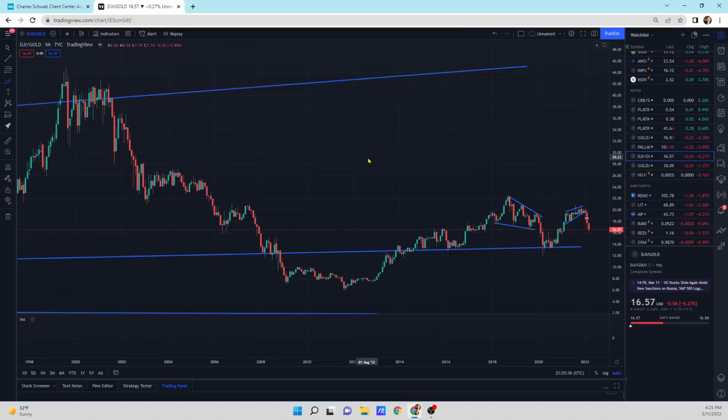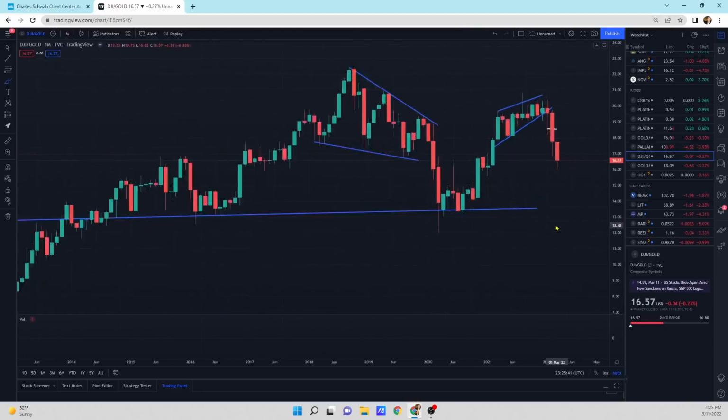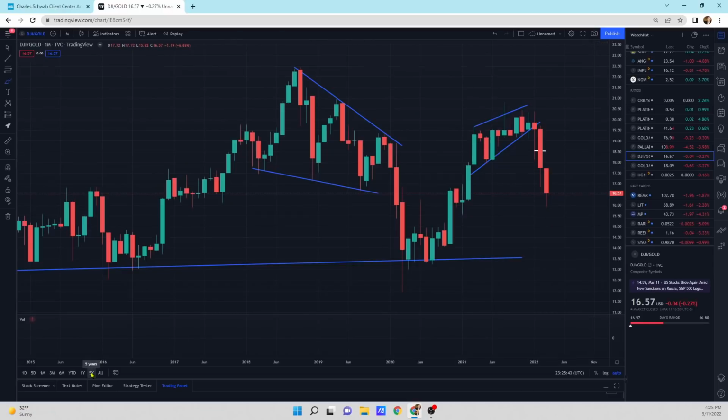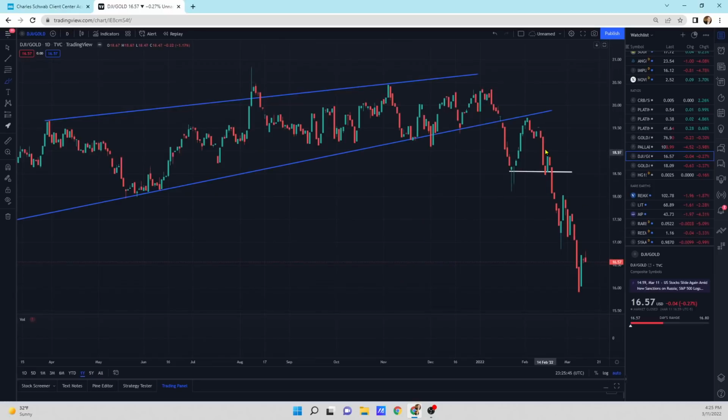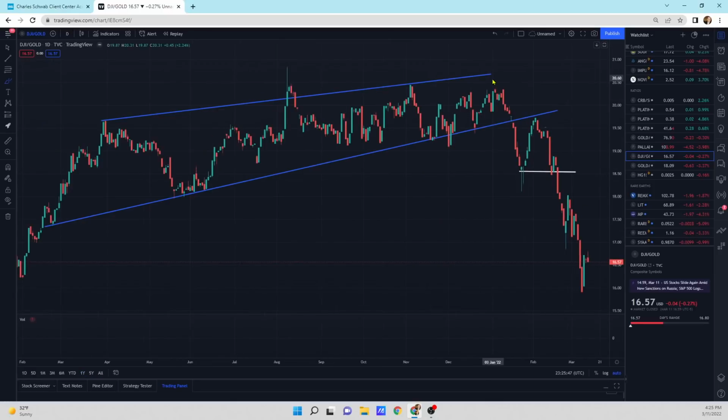Looking at the Dow Jones Industrial Average to gold, we're looking on the right-hand side here. We're continuing to contract lower. You can see this ratio, and I've said this over a long time. I started the channel in 2020.